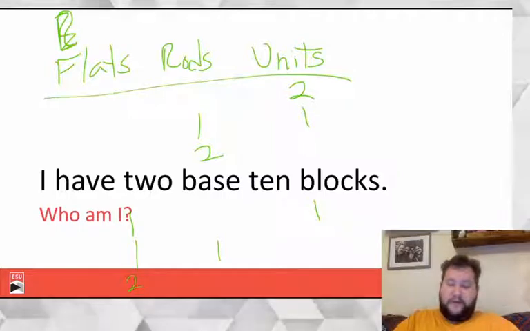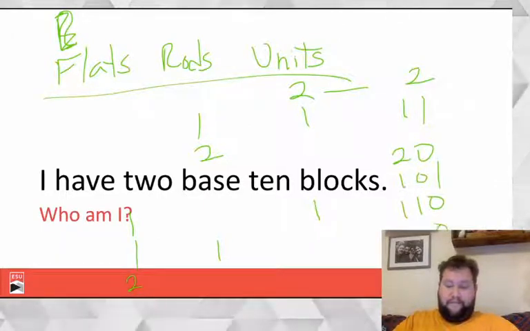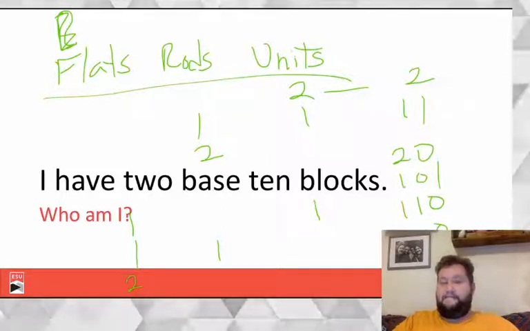So I could be 2, 11, 20, 101, 110, or 200. Did I miss any? How do you know? And so this goes back to place value. How do we know all possible combinations?